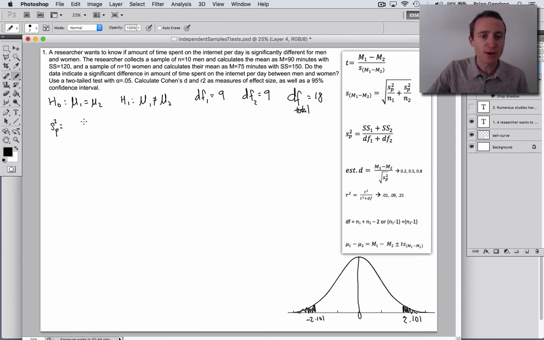So let's go ahead and calculate that. The SS for men was 120, the SS for women was 150, and then divide by your degrees of freedom for each group, 9 plus 9, or 18. Looks like pooled variance is 15. All right, so we use that value to calculate our estimated standard error. And here we go.